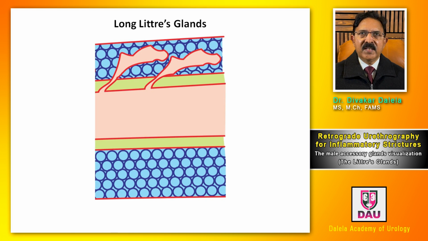But Littre glands, their ductal orifice lies in the mucosa, but the gland itself lies in the spongiosal tissue. That is the difference. The lacuna urethralis lies within the mucosa and the Littre glands lie in the spongiosal tissue.